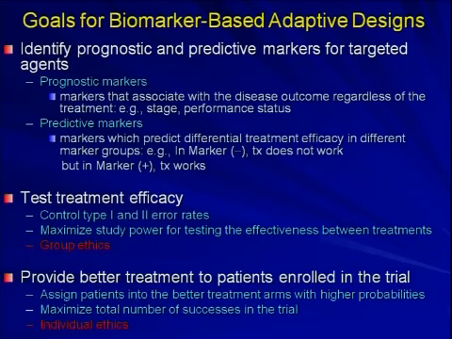Thirdly, we like to provide better treatment to patients enrolled in the trial. We like to assign patients to the better treatment with higher probability based on the up-to-date information. So one goal is to maximize the total number of successes in the trial, to maximize the individual ethics. And you can readily tell that these two objectives sometimes conflict with one another, whether you should put group ethics first or individual ethics first.